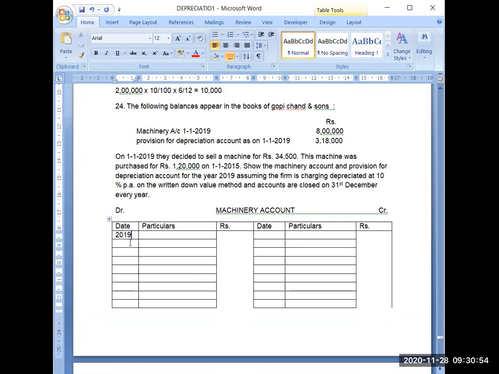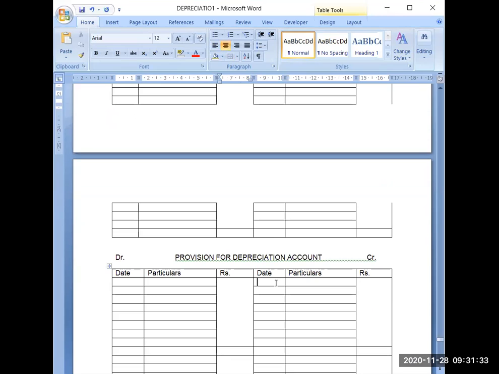In 2019, January 1. In this question, the accounts are closed on 31st December every year and the opening balances are given on January 1st. So that means your accounting year is actually the calendar year. To balance brought down, the opening balance is 8 lakh and the provision for depreciation account opening balance is 3,18,000.